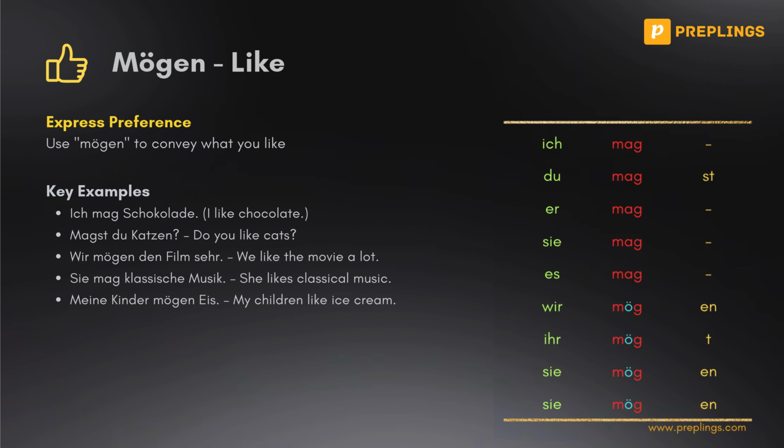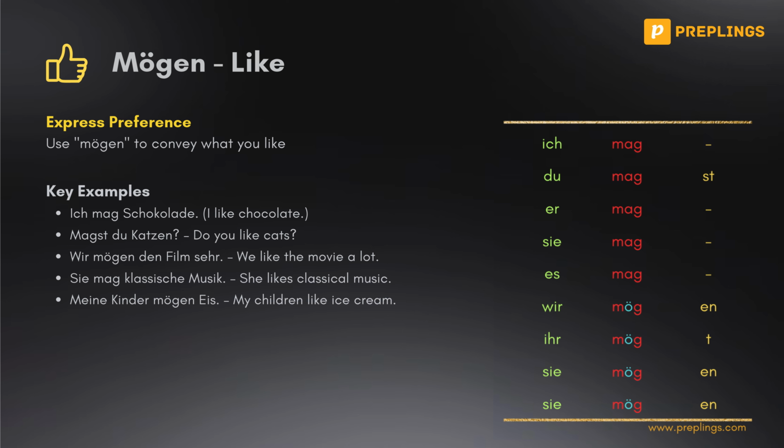The next modal verb is mögen, which means to like. We use it when you really like something. On the right side, you can again see the conjugation table of the modal verb mögen. Let us see some examples. Ich mag Schokolade. I like chocolate.